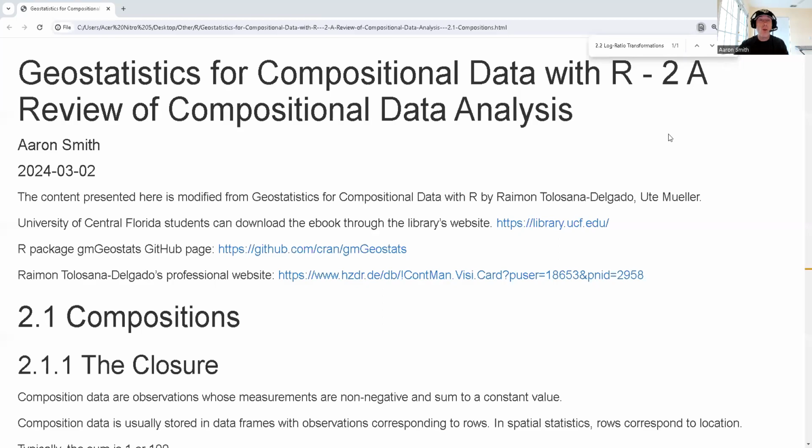Hi, in this video, we're going to take a look at log ratio transformations for use with compositional data. Specifically, we're going to be interested in geostatistics. Now, we're not going to invoke any geostatistics here, but we are going to talk about the log transformations so that later down the road, we can use these while we're doing our geostatistics.